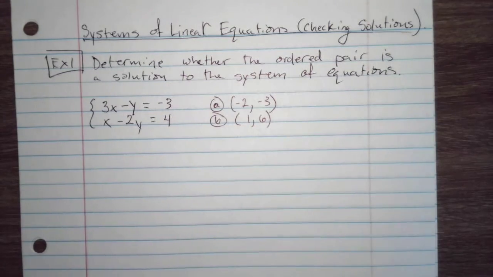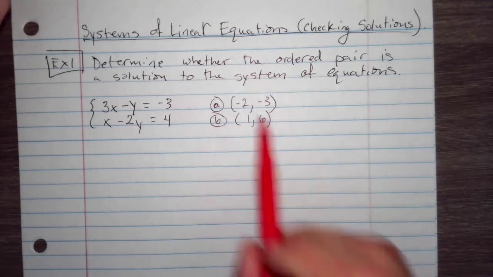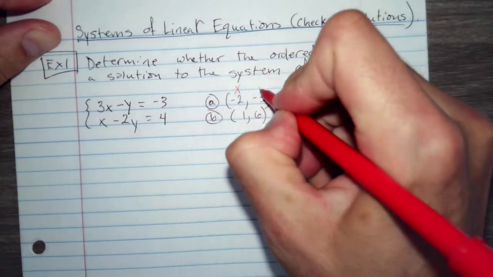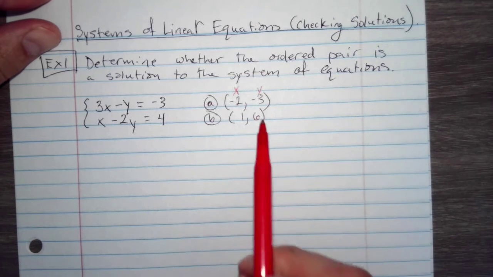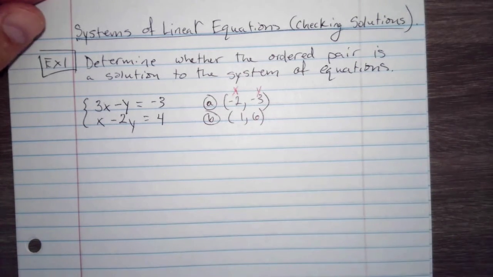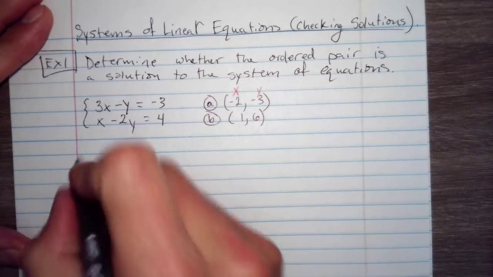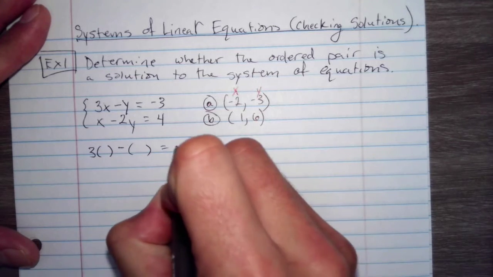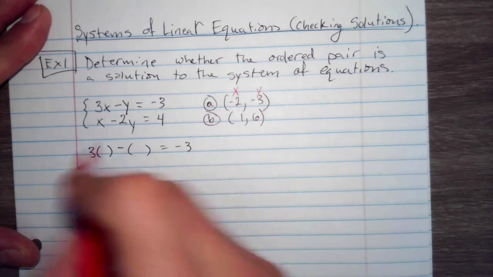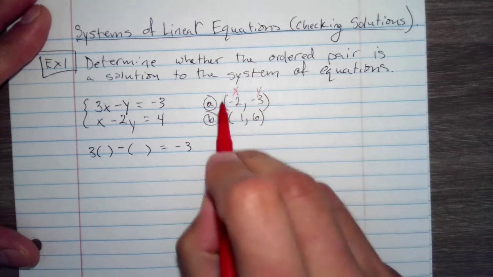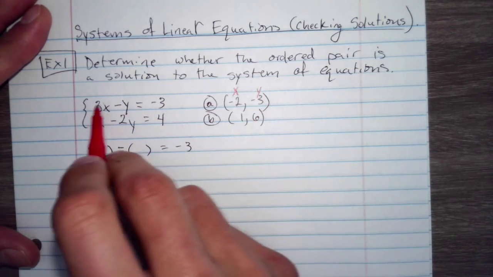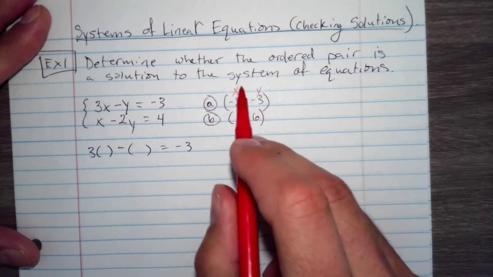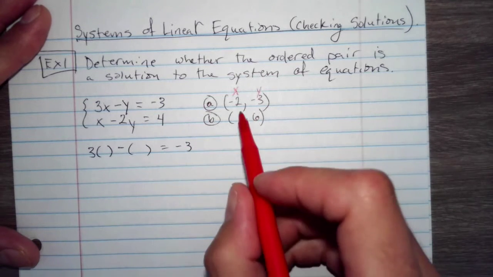So all we're going to do is plug in: this would be my x, and this will be my y. And I'm just going to plug them into both equations. Make sure you plug them into both equations. So from the first equation, 3x minus y equals negative 3. I'm checking part A right now, to see if this is a solution to this equation. For this to be a solution for the system of equations, it has to work in both of them.